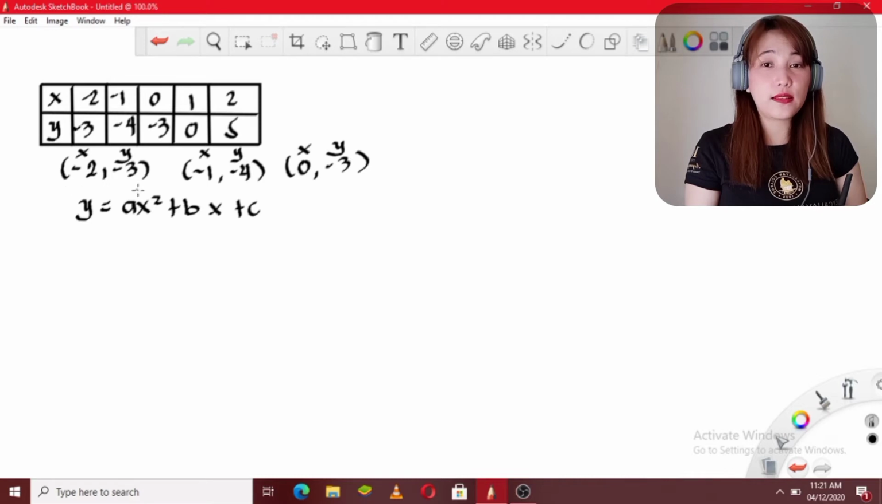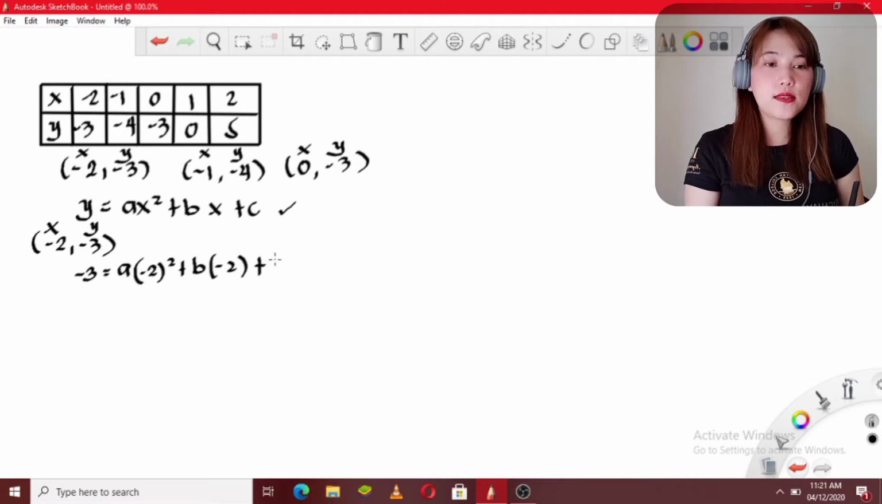Alright? So, ang una natin gagawin is, kunin natin yung first point, negative 2, negative 3. Ito. So, negative 2, negative 3. And then, we will substitute the values of x and y dito sa standard form ng quadratic function. So, again, negative 2 is x and negative 3 is y. Substitute them to the standard form. So, this will become, ang y natin is negative 3. So, we will write negative 3 equals a times x, which is negative 2. And then, squared plus bx. Again, x is negative 2 plus c.